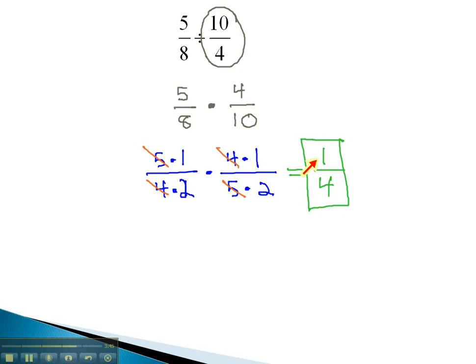To multiply and divide fractions, we follow a very simple process. If it's division, we multiply by the reciprocal, and then we find common factors we can divide out. Finally, we multiply across.